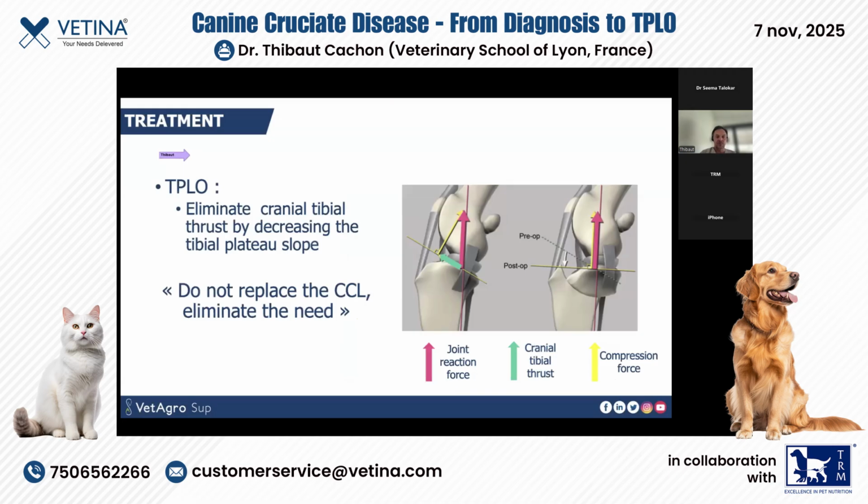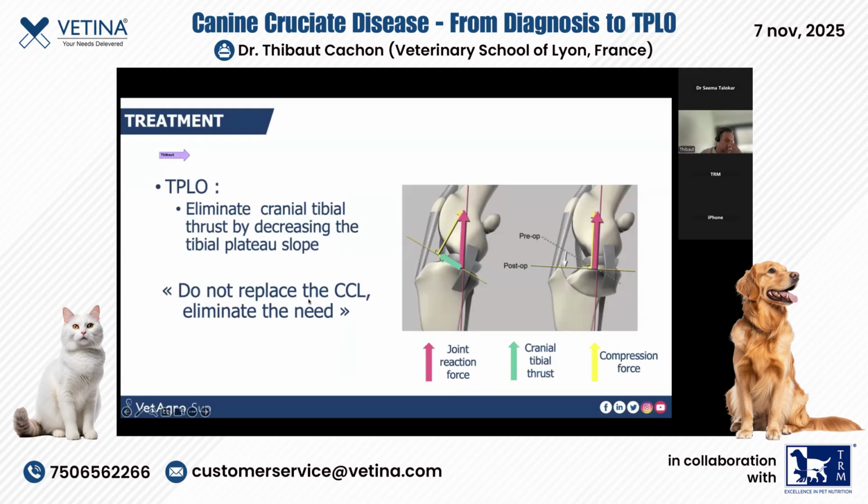What is the principle of the TPLO? Compared to the extracapsular or intracapsular suture, where you are going to replace the cruciate with a prosthesis, in the TPLO you want to eliminate the cranial tibial thrust by decreasing the tibial plateau slope.